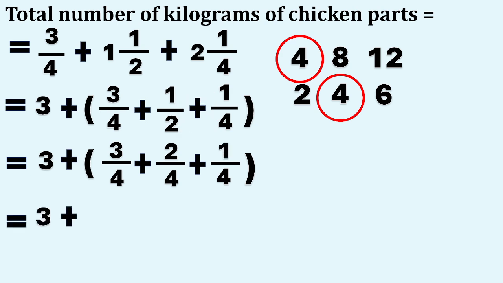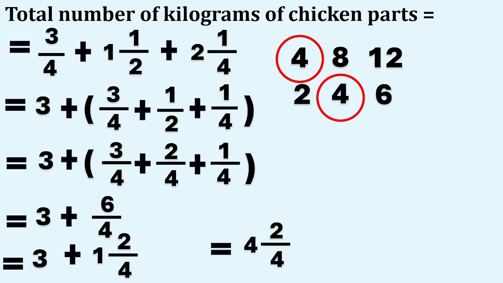Copy the whole number, then add the numerators. 3 plus 2 plus 1 equals 6. Then copy the denominator, 4. Let us change the improper fraction to a mixed number. So we have here 1 and 2/4. So add the two whole numbers. 3 plus 1 equals 4. So the answer is 4 and 2/4 or 4 and 1/2.